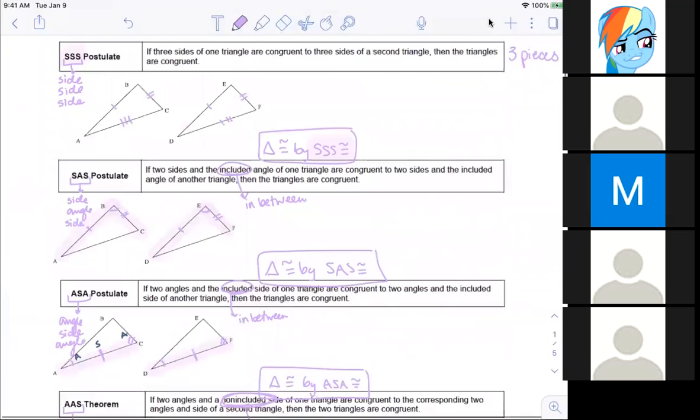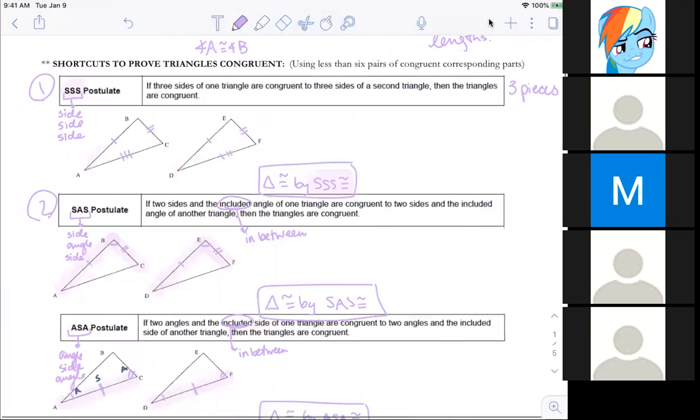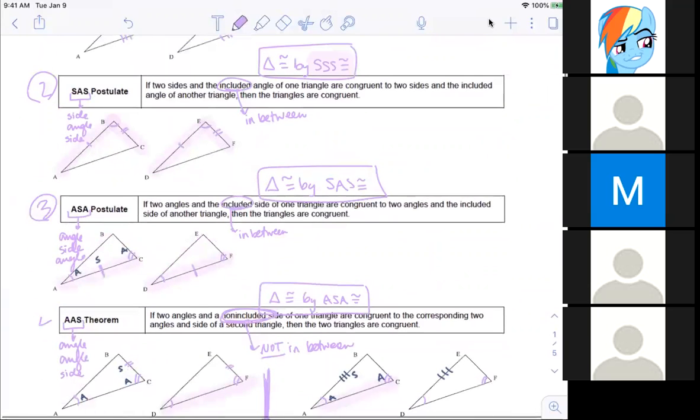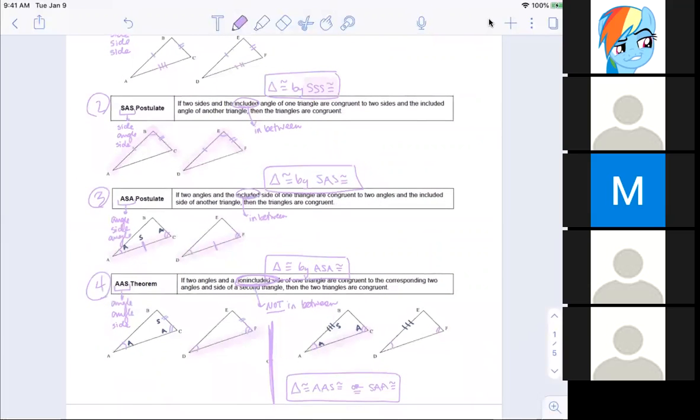So we just went over 4 examples. 1, 2, 3, 4. 4 shortcuts that you can use. Any questions so far?